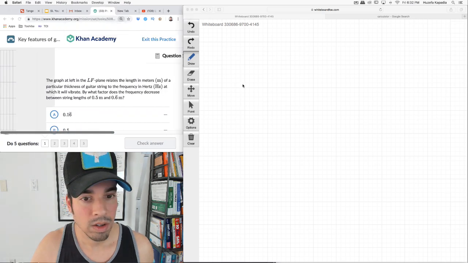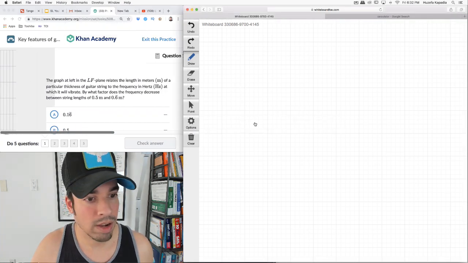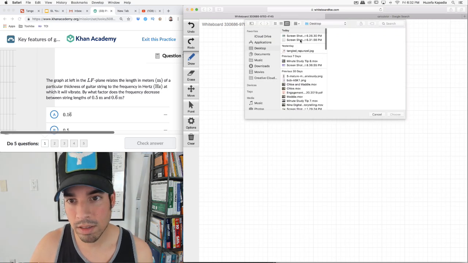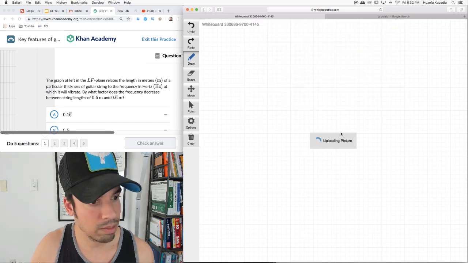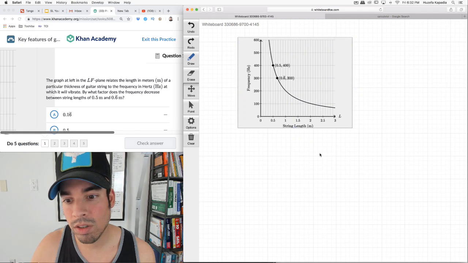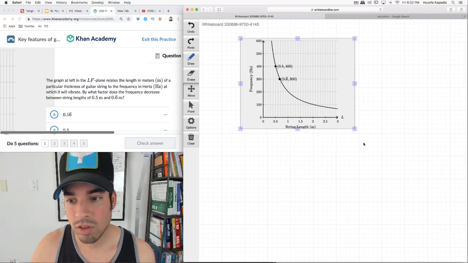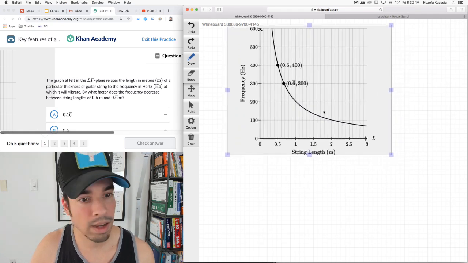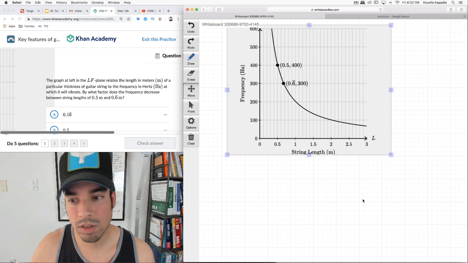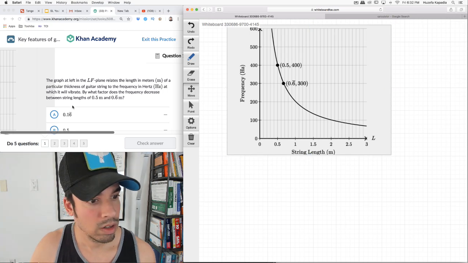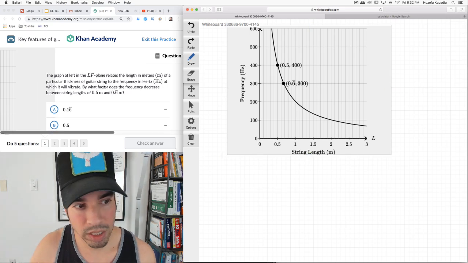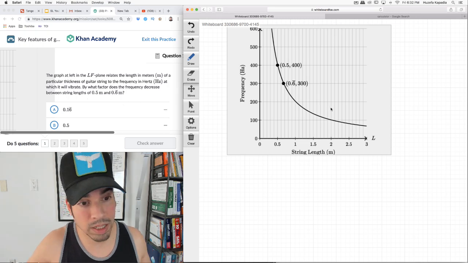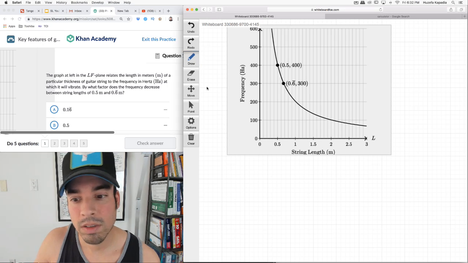Okay. And then we're going to put the graph here. So the graph at the left, now to be the right, relates the length in meters of a particular thickness of a guitar string to the frequency, F, in hertz. So here's the frequency. By what factor does the frequency decrease between string lengths 0.5 and 0.6? Repeating, it looks like. That's tricky.